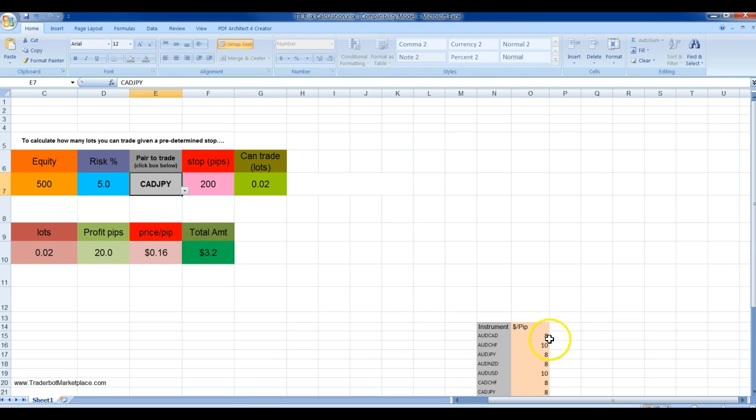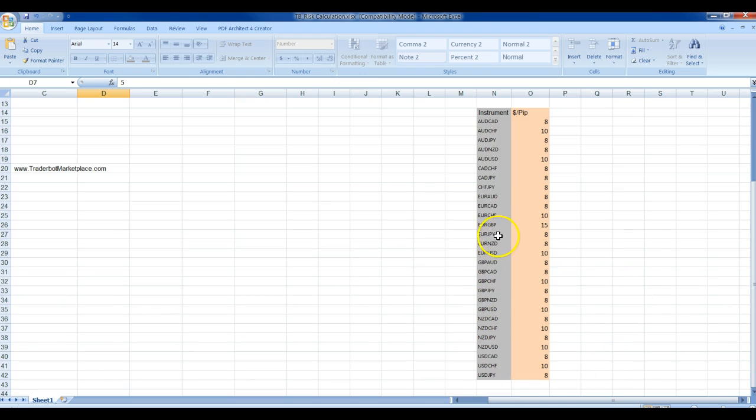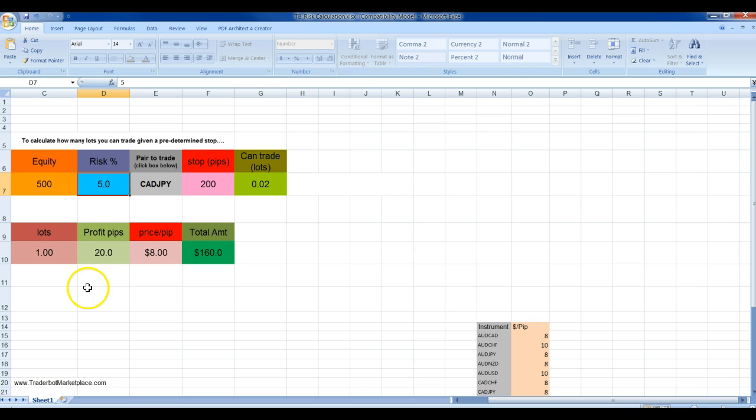This is a little different than over here because it takes the lot size and multiplies it times the dollar per pip. So if you only were trading one lot, see, CAD Yen worth $8 a pip. That's a standard lot. So if you were to trade one standard lot and took a profit at 20 pips, you could make $160 before fees.